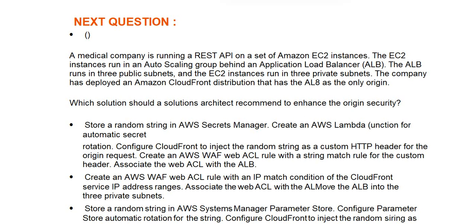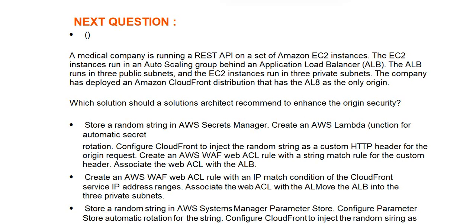Question is, a medical company is running a REST API on a set of Amazon EC2 instances. The EC2 instances run in an auto-scaling group behind an Application Load Balancer (ALB). The ALB runs in three public subnets, and the EC2 instances run in three private subnets. The company has deployed an Amazon CloudFront distribution that has the ALB as the only origin.